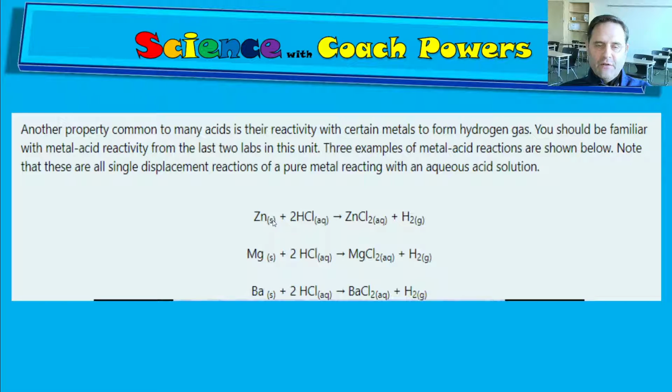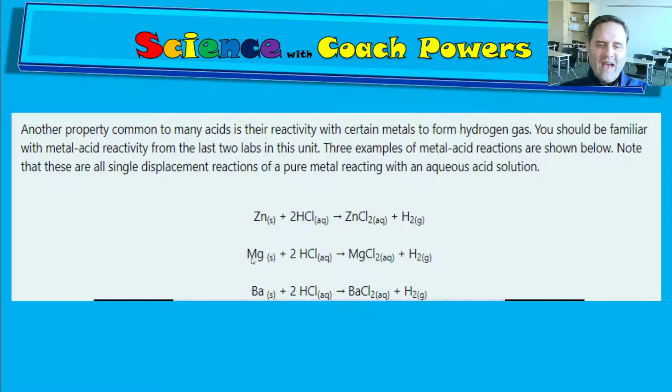A solid zinc, we know it's a metal, and aqueous hydrochloric acid will be a mixture. Zinc chloride is what is coming out of that, another mixture, and your H sub 2, which is your hydrogen gas. So we're looking at a single displacement. We're bumping out that H, and there's 2 H's. We're displacing that H with the zinc. There's 2 Cl's. That is perfectly balanced.